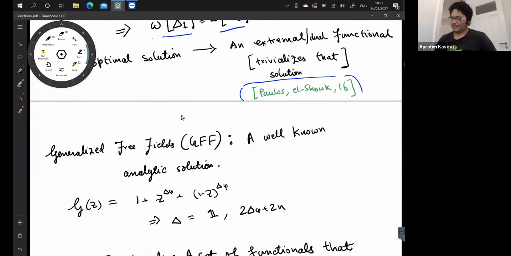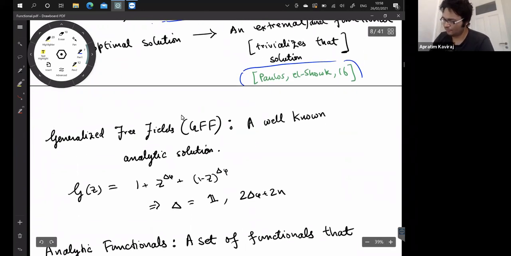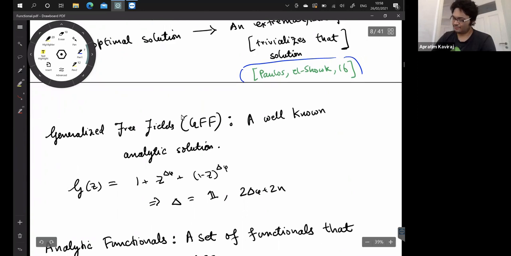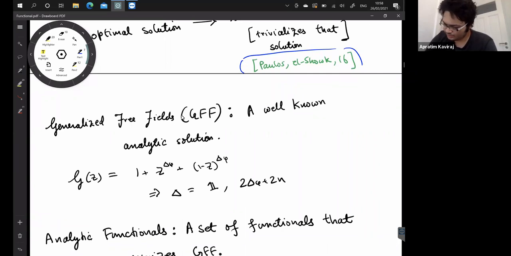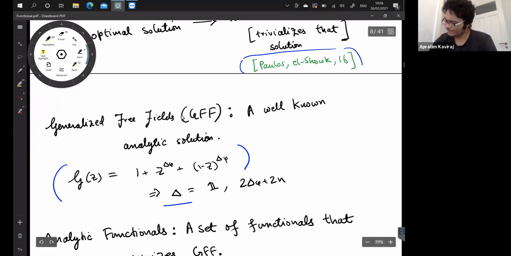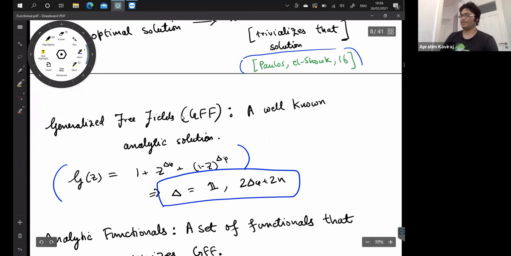So as I just said, I will focus on one particular analytic solution, which is the generalized free fields, and its form is very well known. It's basically the following. This is the correlator of a generalized free field. This is how it's defined, and you can see it's already crossing symmetric, and its dimensions are given by the following. It's given by the identity and double field operators.